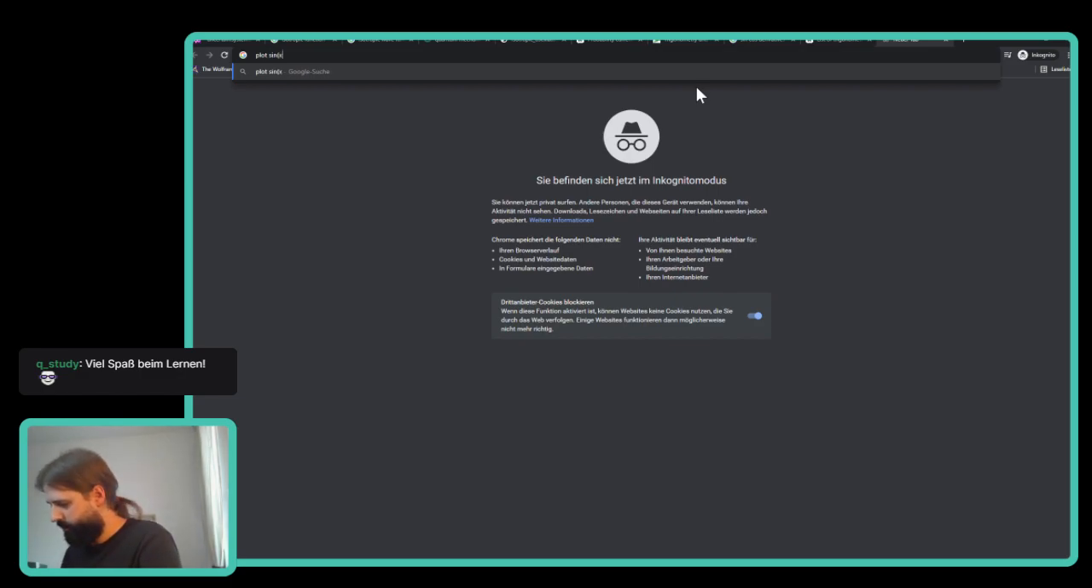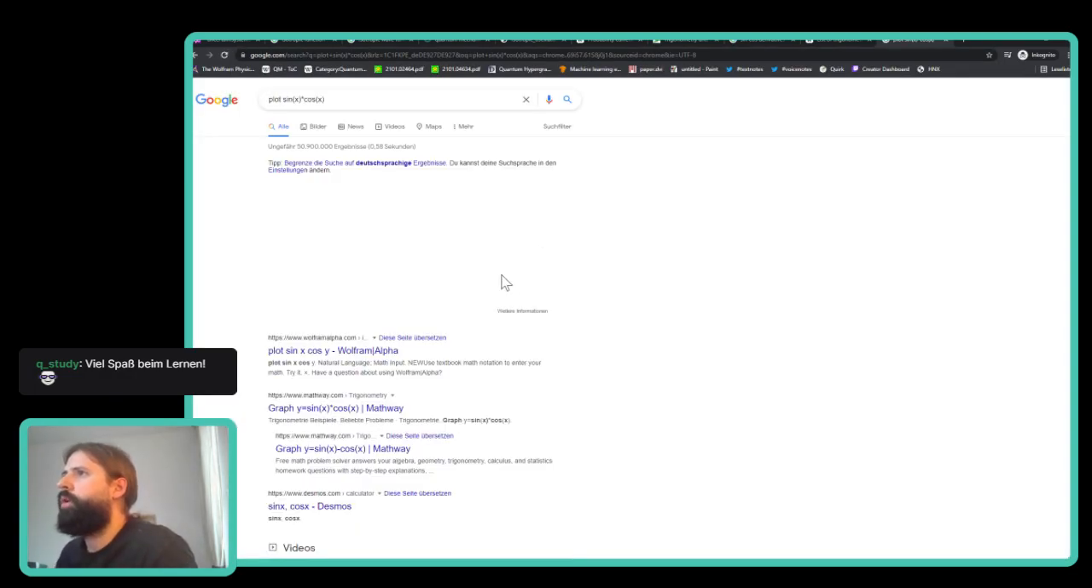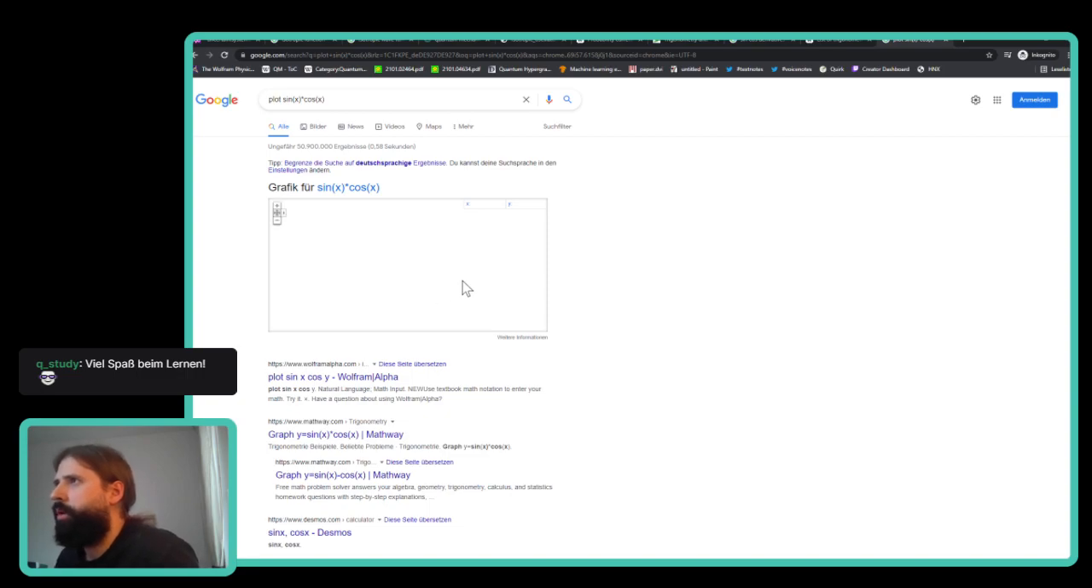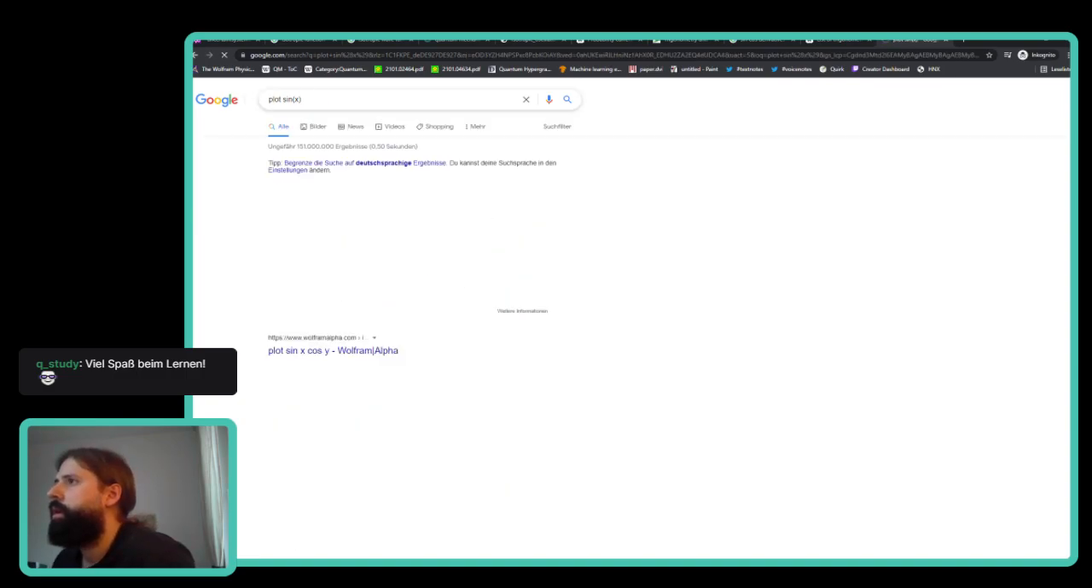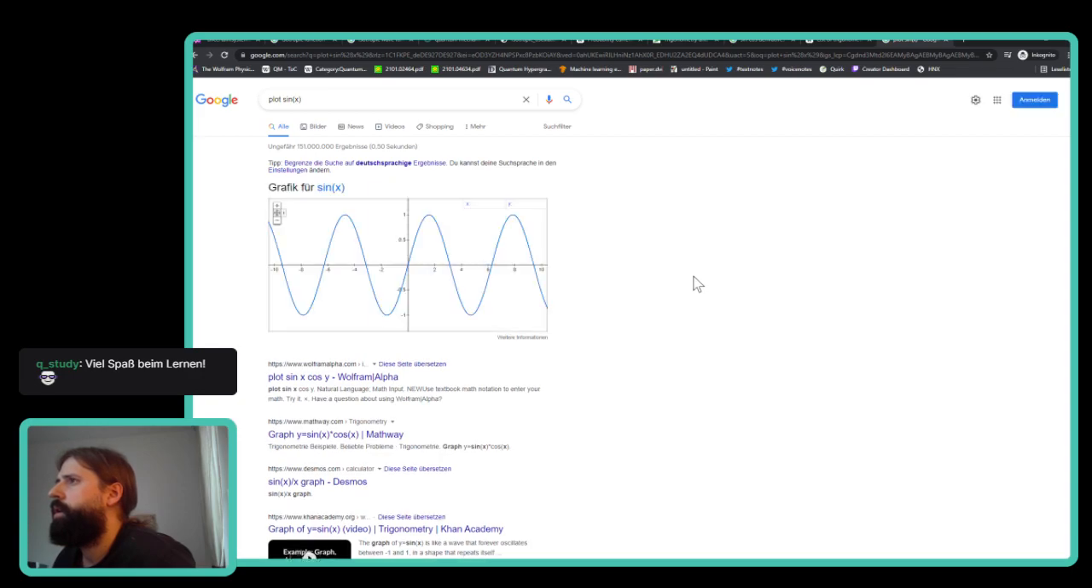sine of x. Can I do something like that? Does Google know? Is Google smart enough to actually plot it? Oh, that's cool. And that's just a sine wave, isn't it? It's 0 here, and it's 1 here. Yeah, okay, it's twice the angle, or it's like this, yeah, 0 here.